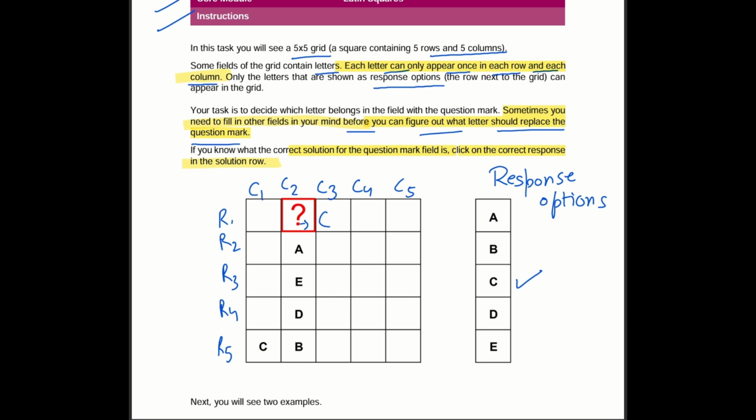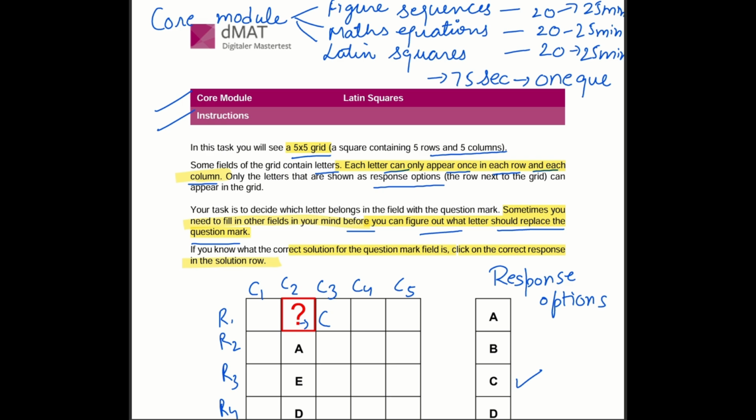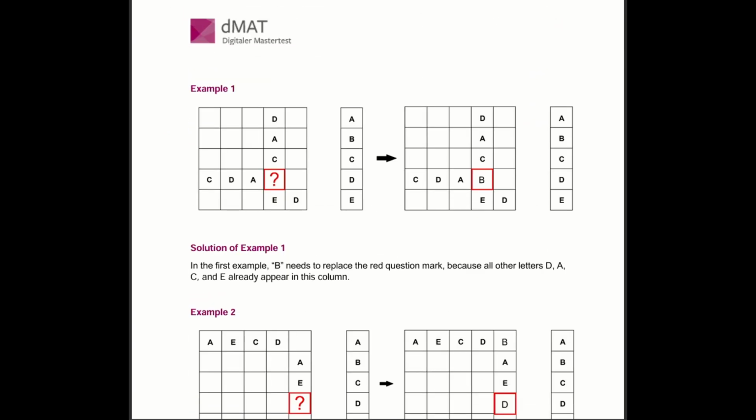So this is all about Latin square, 5 by 5 grid, 5 columns. Every letter will appear once in a row and column, and sometimes for the question mark you have to solve other boxes to find your answer. And on the right hand side there would be options. You have to click on the right option. This question we have already solved. Now move to the next question.